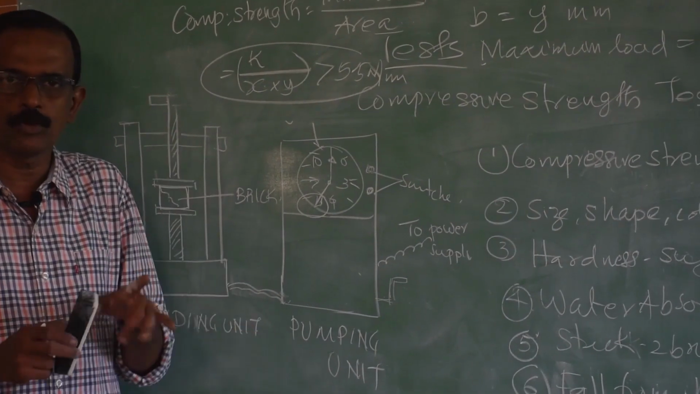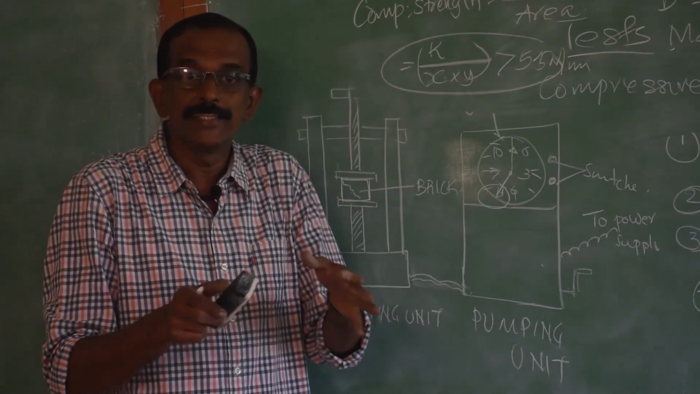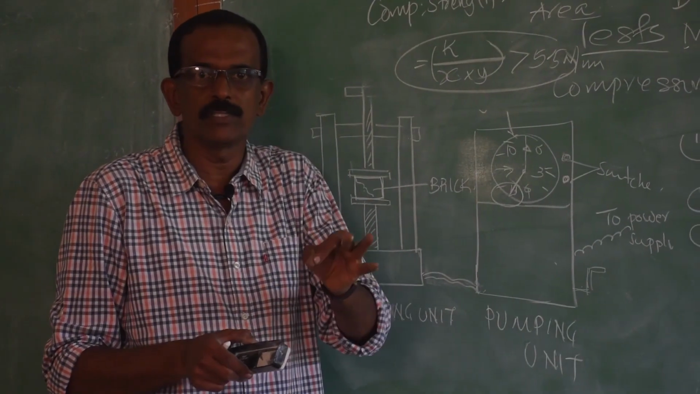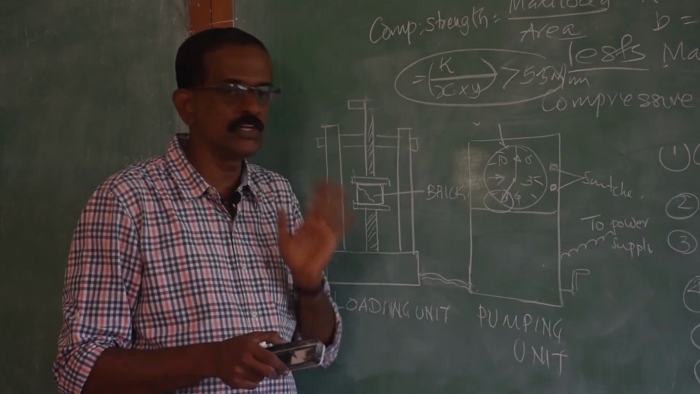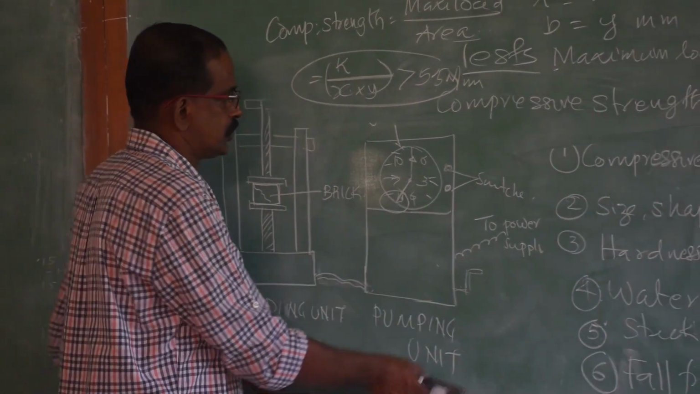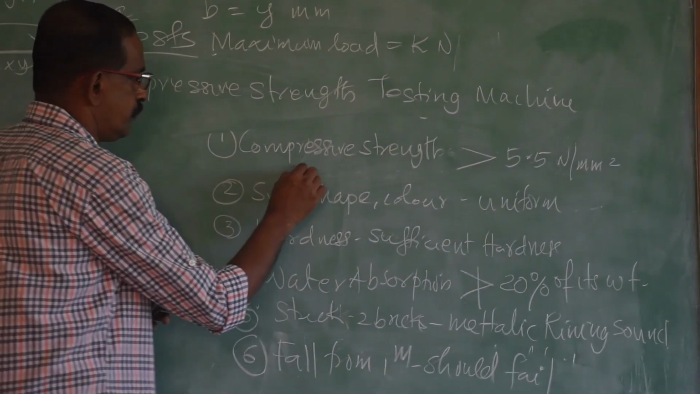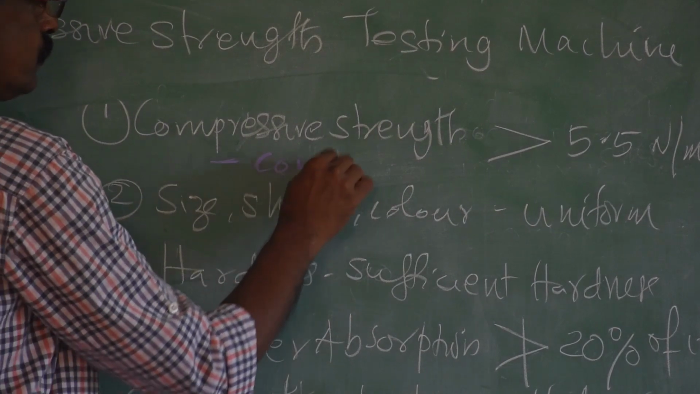The procedure is the same: note the dimension, keep it on the machine, apply the load, note the maximum load, divide by the area on which the load is applied, and you will get the compressive strength. So with the help of this machine, compressive strength of any material can be calculated. So that is the first test, the compressive strength test, found with the help of the compressive strength testing machine.